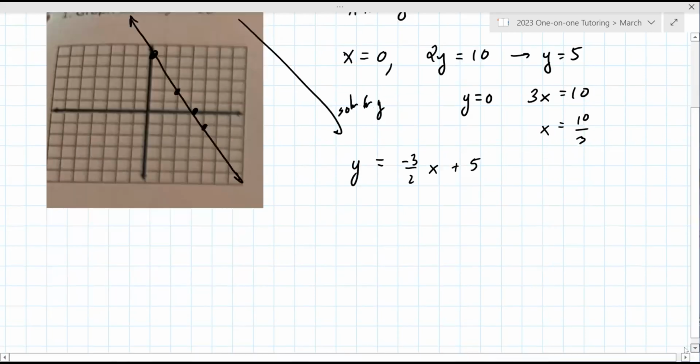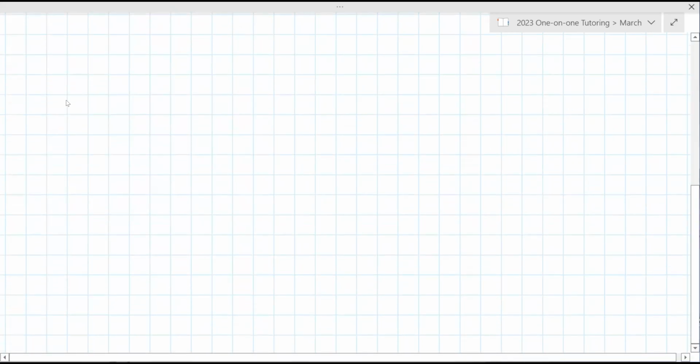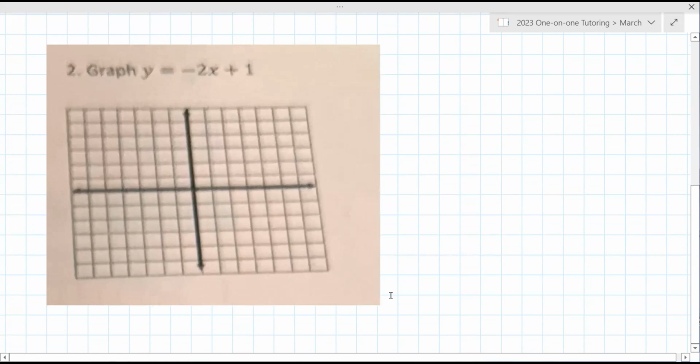Number 2, already in the right format, mx plus b. So you start at the b value of 1, slope of negative 2, down 2, right 1. They're kind of easing you in here.